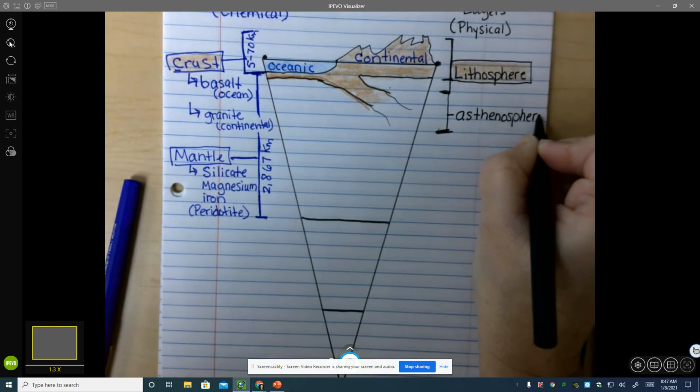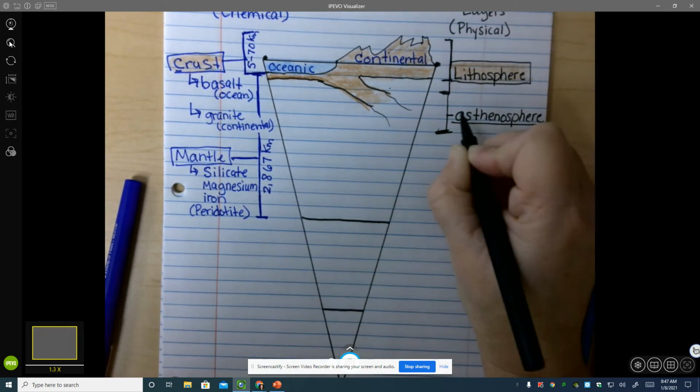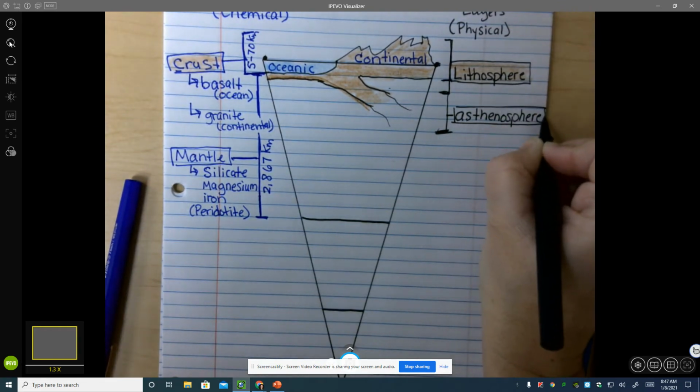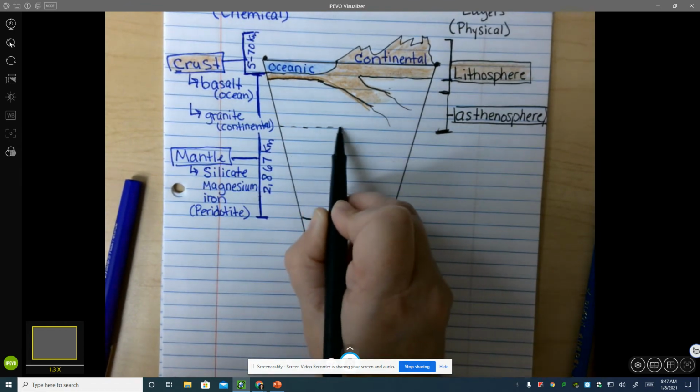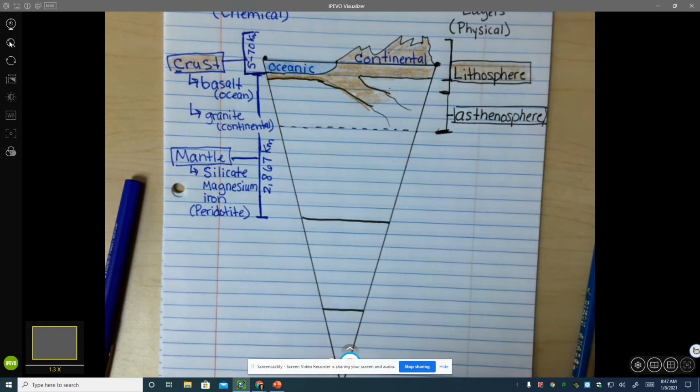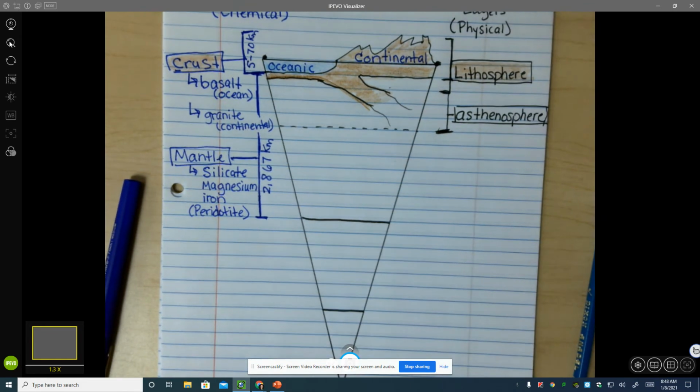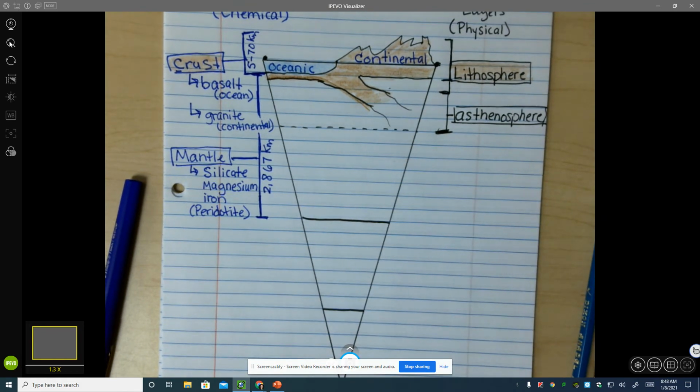asthenosphere. That's a long word. Hard to pronounce, asthenosphere. So on your paper, maybe you just draw a dotted line showing that that's one split layer. That's the asthenosphere. Part of the mantle.